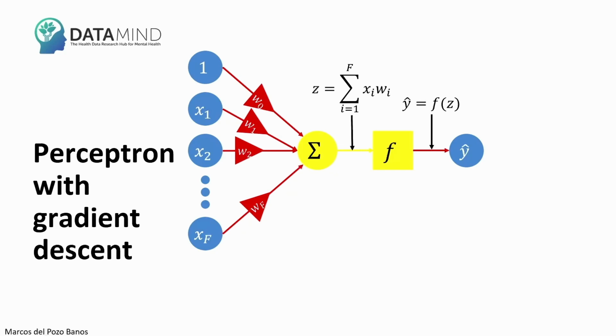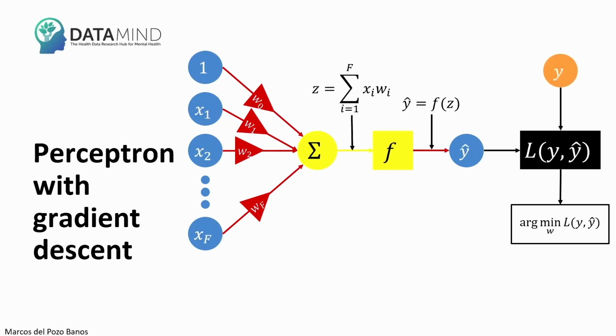If we were to use gradient descent to optimize the perceptron, which we usually do, we will fit the output of the perceptron to a loss function together with the target, the desired output. And then the idea here is to find the arguments that minimize this loss, the values of the weights that minimize this loss function.